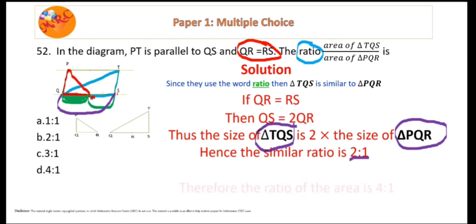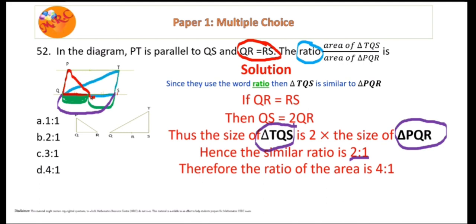So if we're looking at area, it is going to be the square of the ratios. So we square it. 2 squared gives us 4, and 1 squared gives us 1. Therefore, our answer is D.